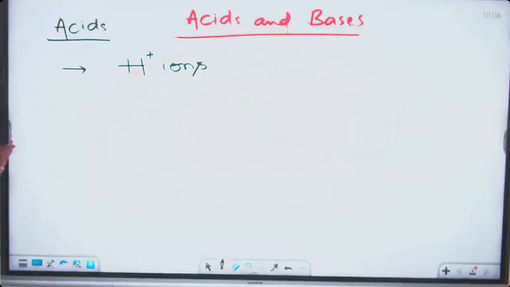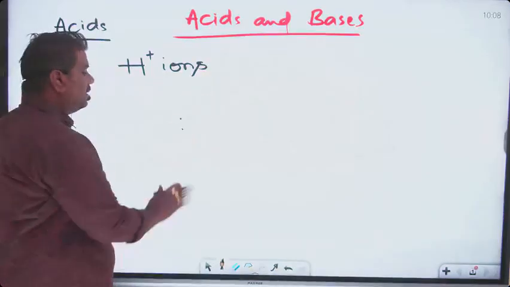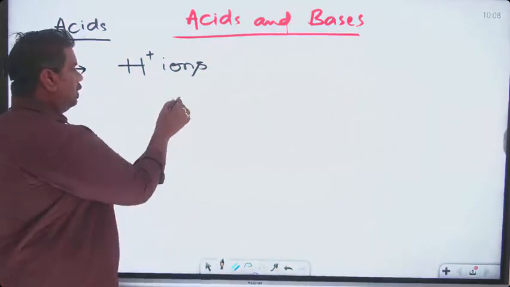A compound which consists of H plus ions is known as an acid. Now the question is, how are acids formed? How are these particular acids formed? Before going into the formation of acids, first we'll talk about the case of non-metals.